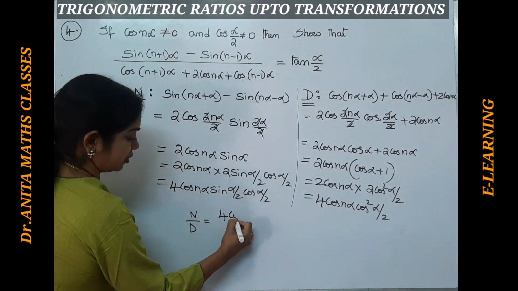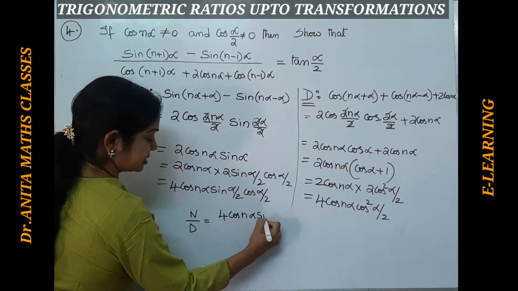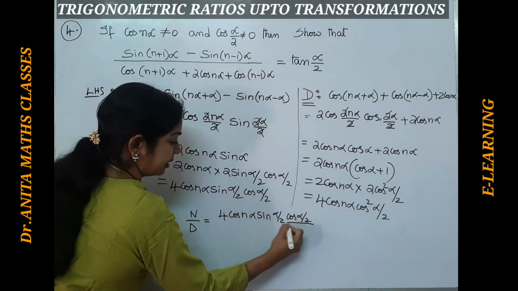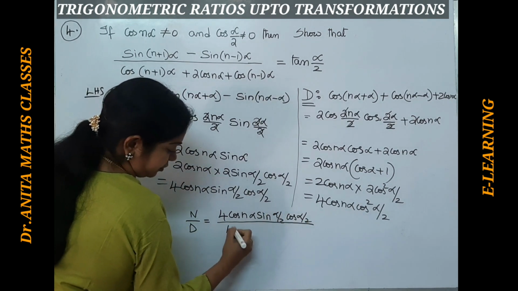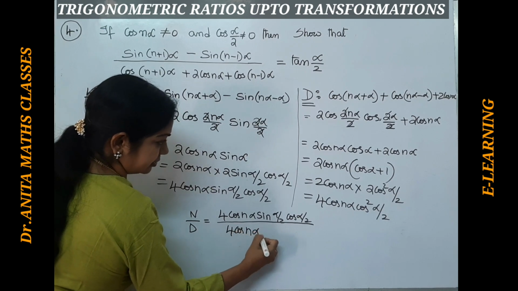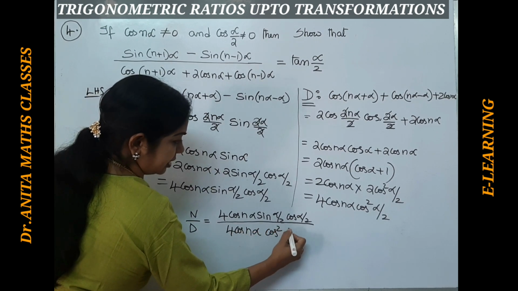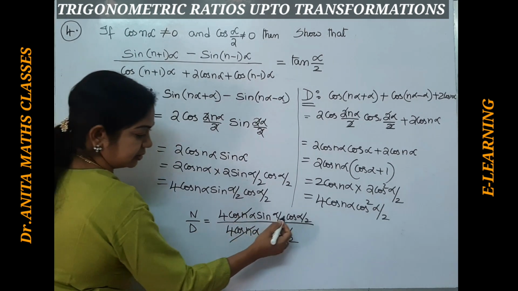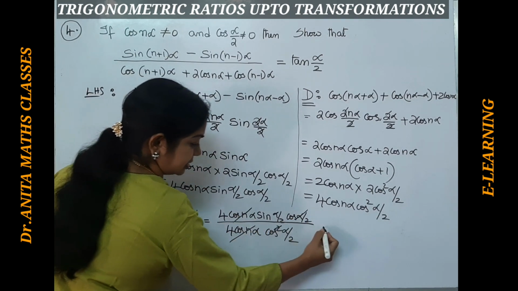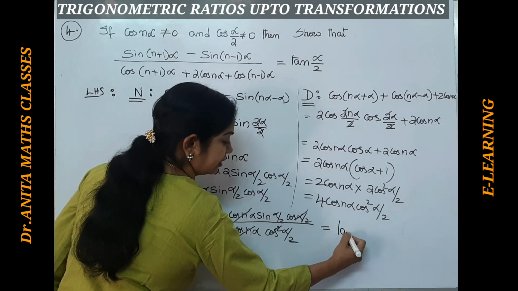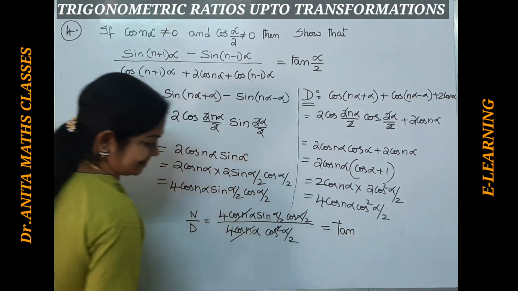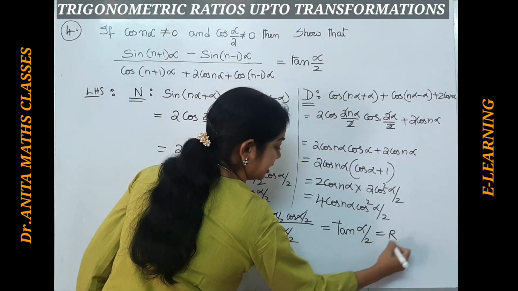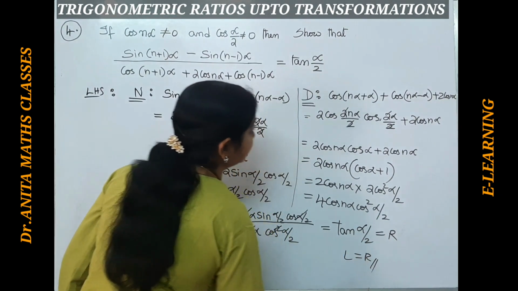So 4 cos n alpha sin alpha by 2 cos alpha by 2 divided by, we got it as 4 cos n alpha, yes, cos square alpha by 2. So these two get cancelled. Here 1 cos and 1 get cancelled. The remaining is tan of alpha by 2. So that is the RHS. Therefore the LHS is equal to RHS.